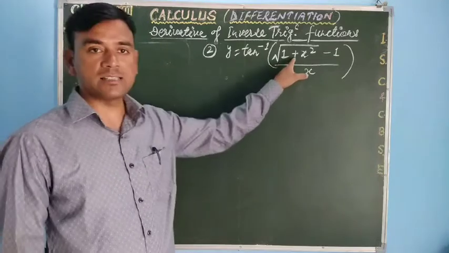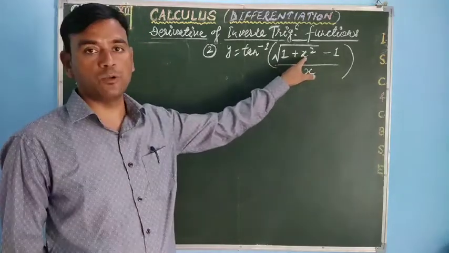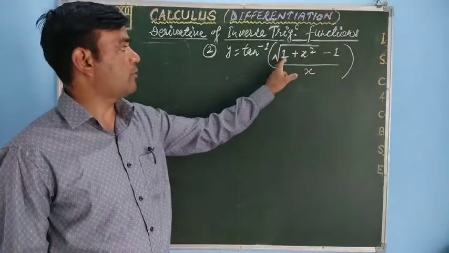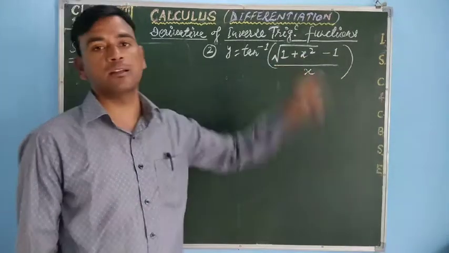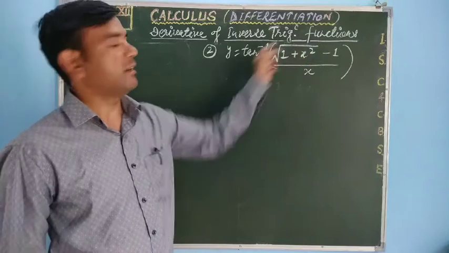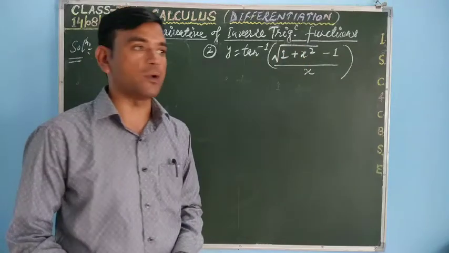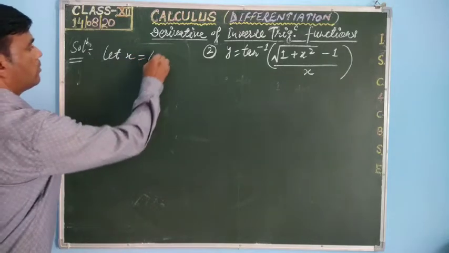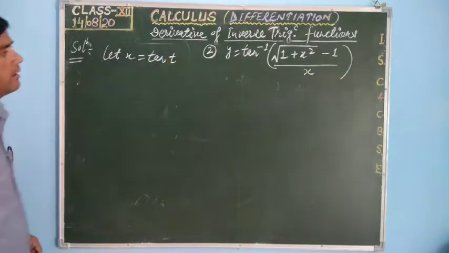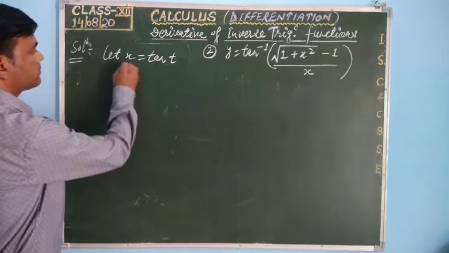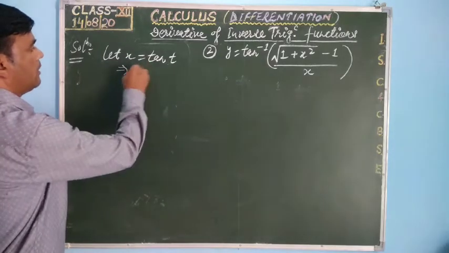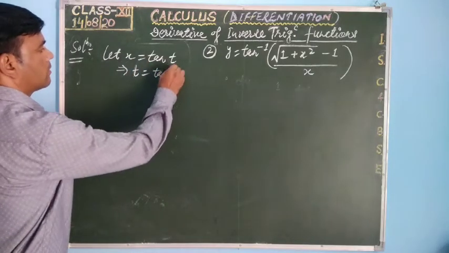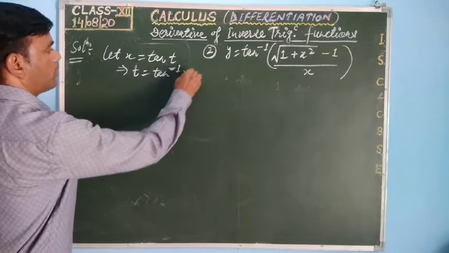So here there is a plus sign, so we can use x equals tan t, because we know the trigonometric formula 1 plus tan square theta equals sec square theta, and since a radical sign is there, it will be removed. So let x equal tan t. This implies t equals tan inverse x, which will be used later.